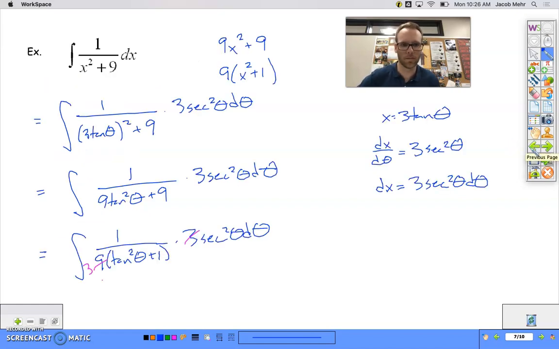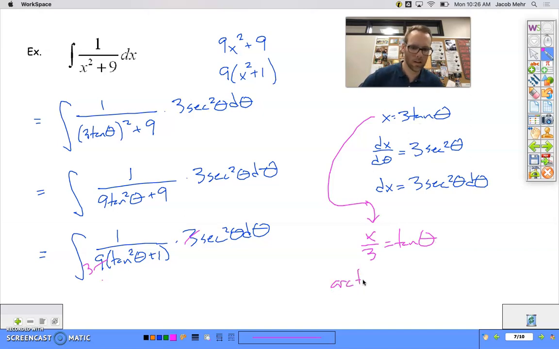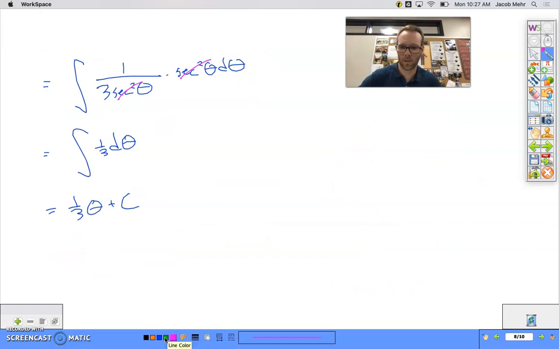And what does theta equal? Let's divide each side by 3, and then take the arc tangent of both sides. Theta is the arctangent of x over 3. So this is 1/3 arctangent of x over 3 plus c.